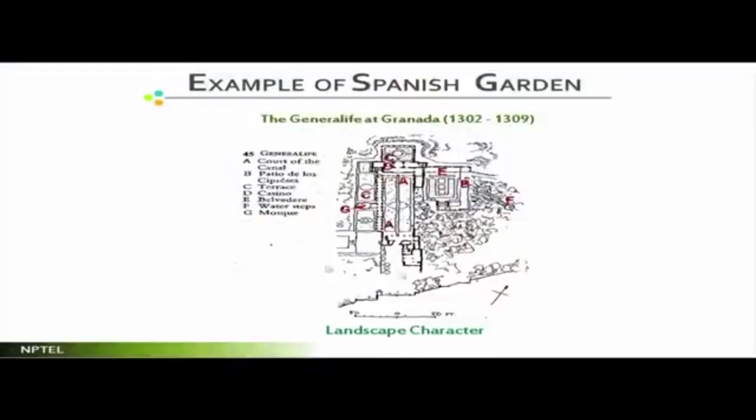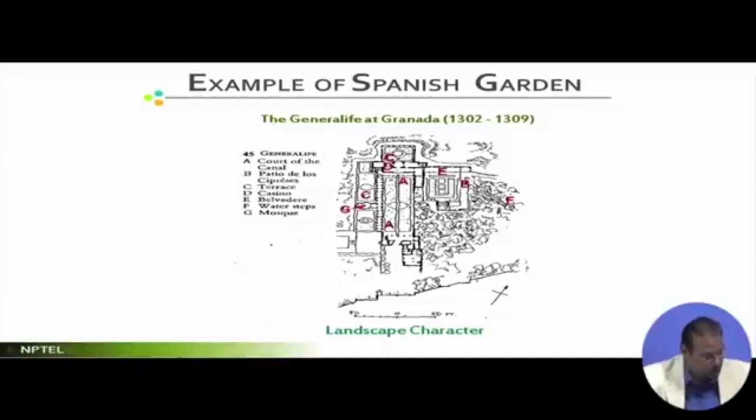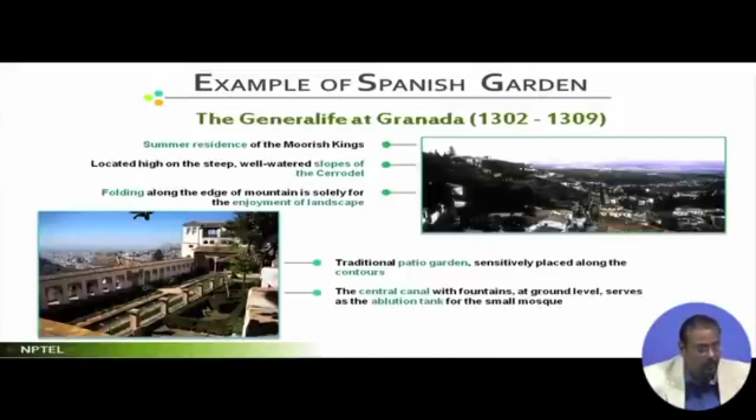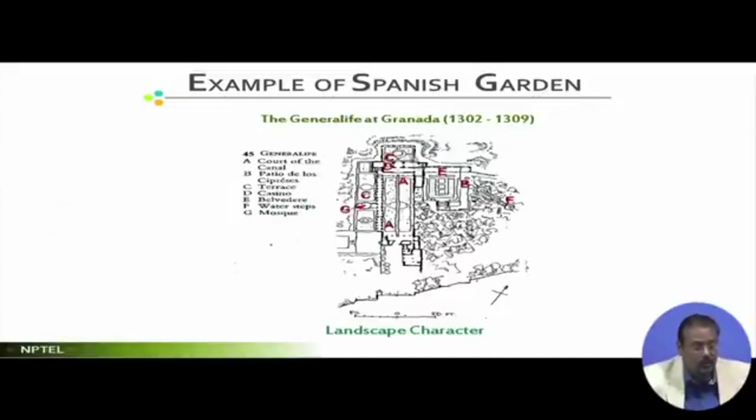If you look at the plan of this, let me explain. In this particular drawing, the picture that you have seen just now is this particular portion here. This is the central canal and this is the mosque here, and this portion which is C is the terrace that is landscaped, and then D is the casino that they have, and F is the water steps. We have the water steps here. I will explain this more, and we have a picture of this as well.